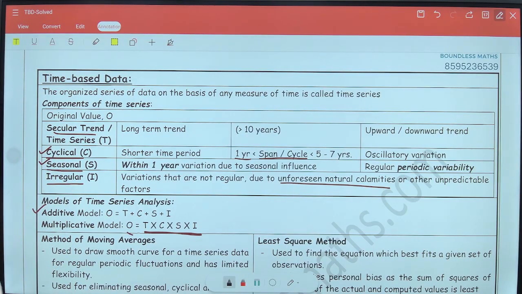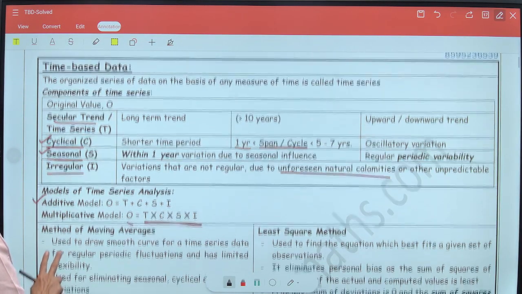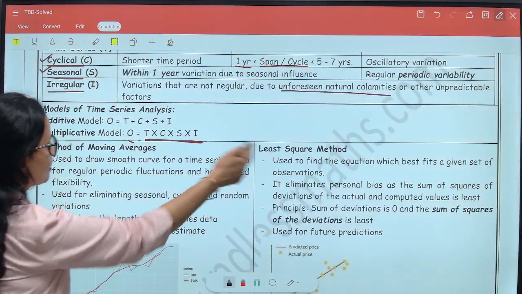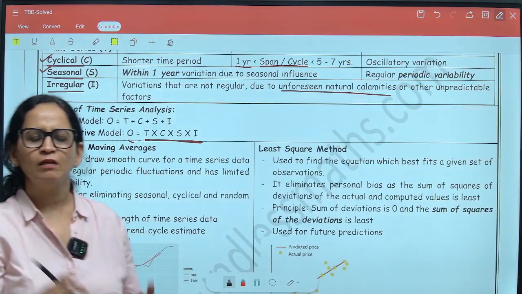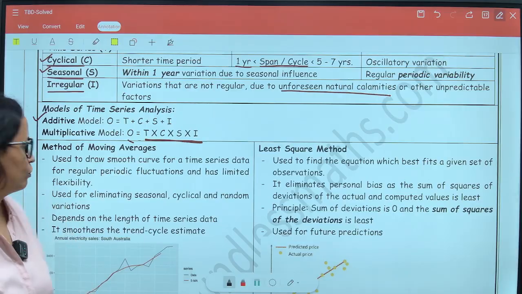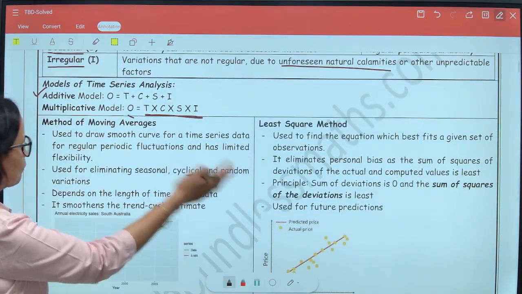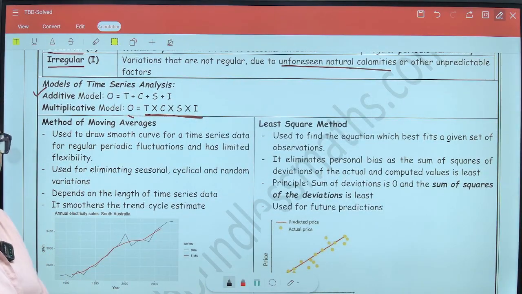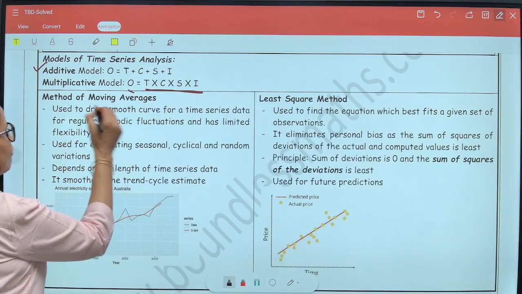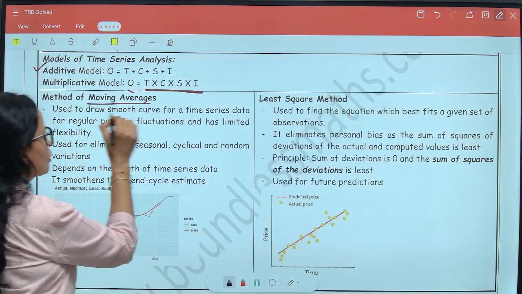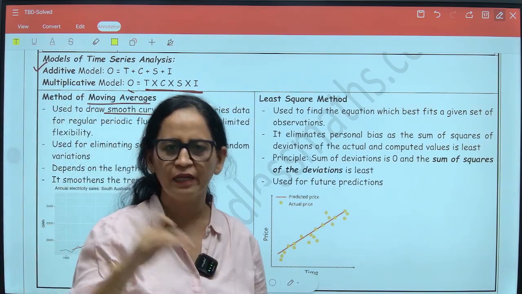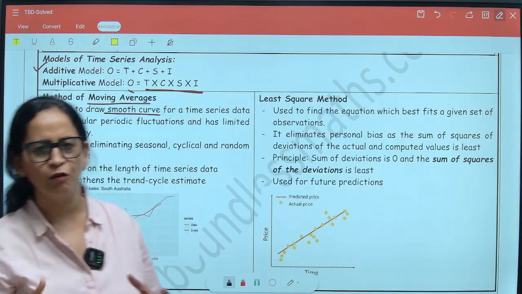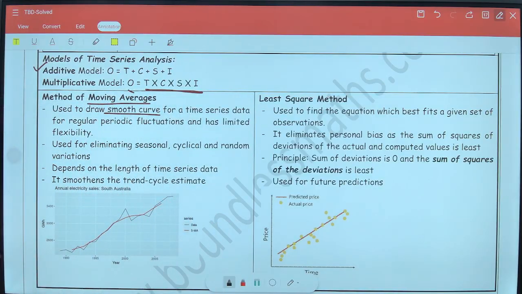Now eventually we have two methods, method of moving averages and least square method for analyzing the data, analyzing the trend and then predicting future values. So what is the difference between the two methods? Let's first understand and then we'll do some questions related to each of them. So the moving averages, basically it is used to draw smooth curves. Basically it is used to analyze or understand the trend, whether the trend is going upwards, downwards or it is stable over a period of time.